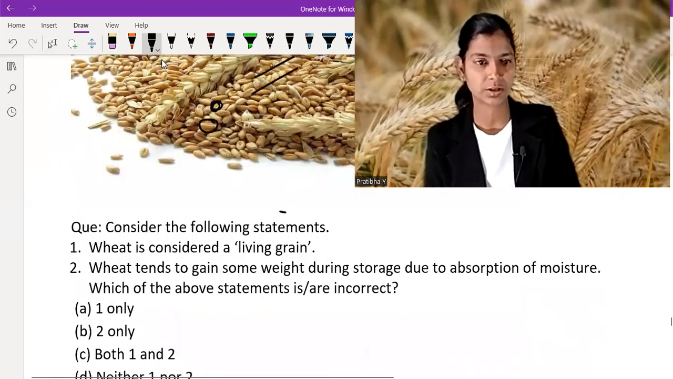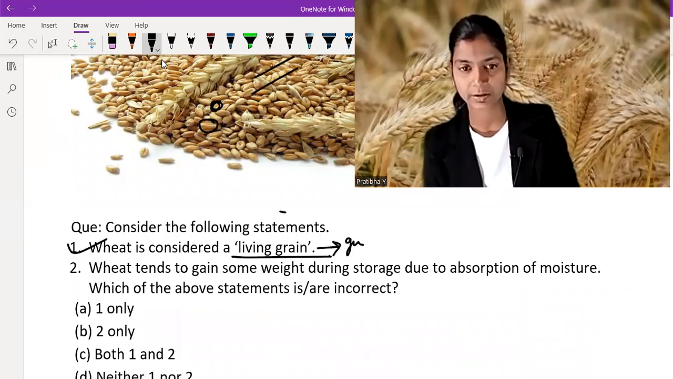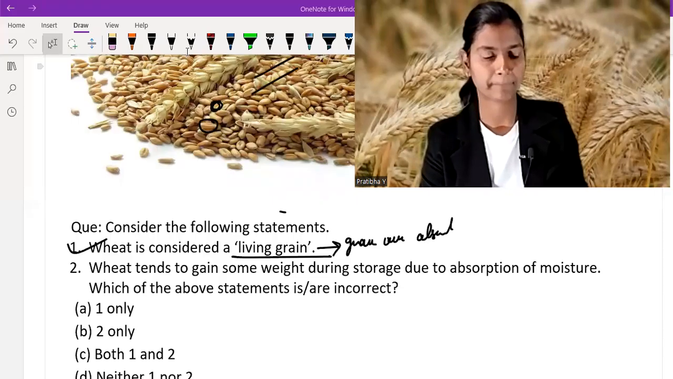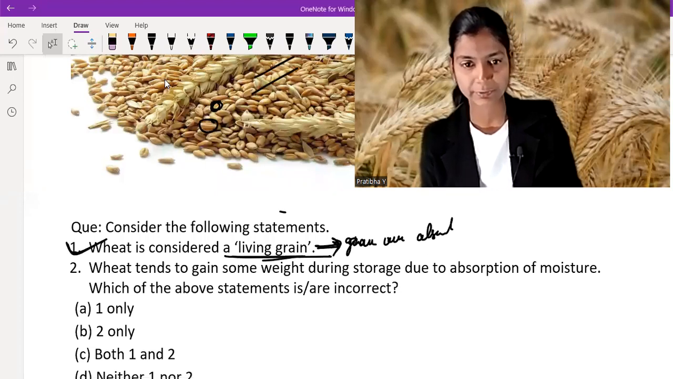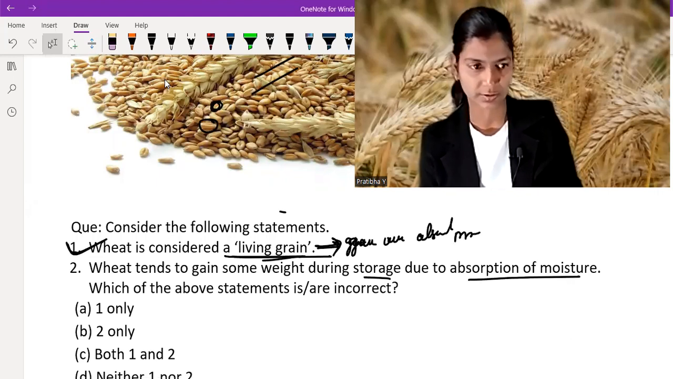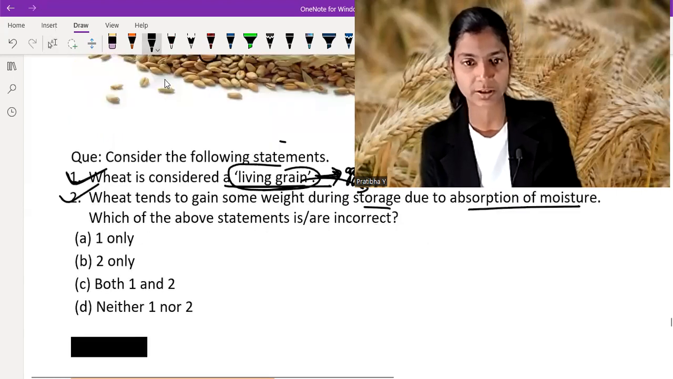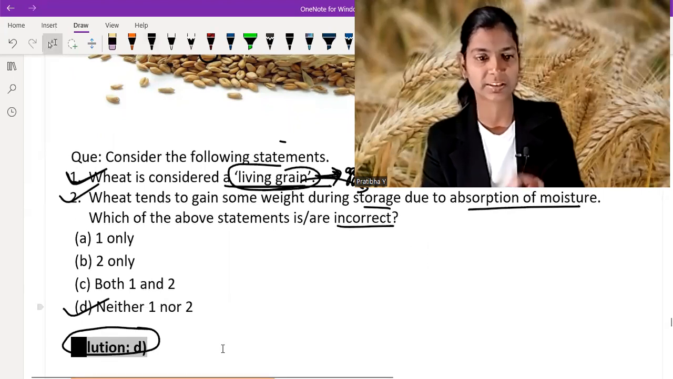Now we are going to solve one question based on it. Consider the following statements. Wheat is considered a living grain. Yes, because it gains weight by absorbing water. So statement one is correct. It is considered a living grain because it gains weight by absorbing moisture from the atmosphere. It tends to gain some weight during storage due to absorption of moisture. Yes, this one is called a living grain because of this. So both the statements are correct. Which of the statements is incorrect? Neither one nor two, because both are correct. That means option D is correct. Just check if we're on the right path or not. Option D is correct. That means we're on the right path.